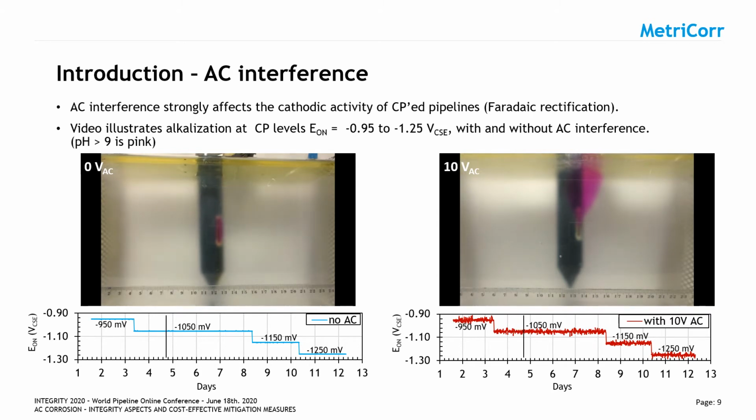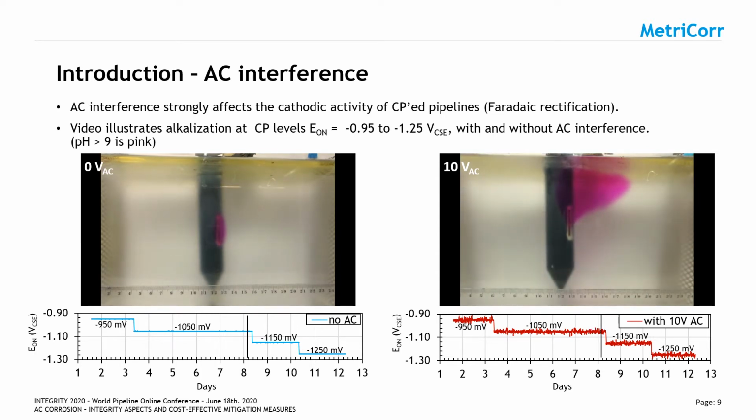On the right-hand side, with the AC interference, there's enough hydrogen evolution to generate a pump effect that drives the alkaline environment upwards in the solution. But it's clear that the cathodic activity is enhanced by the presence of AC. Going to 1150 millivolts, the area increases on the left. On the right, the area increases a lot.